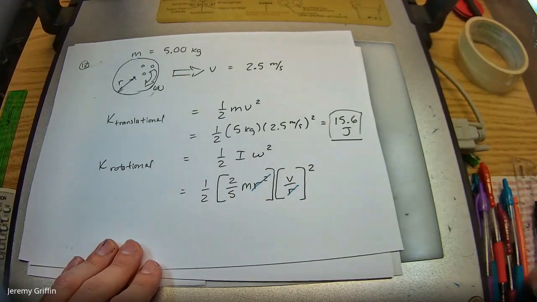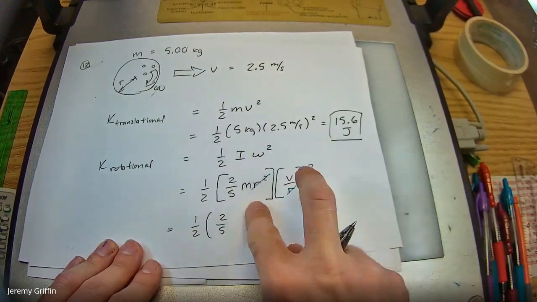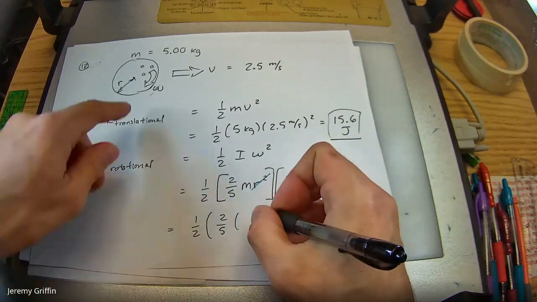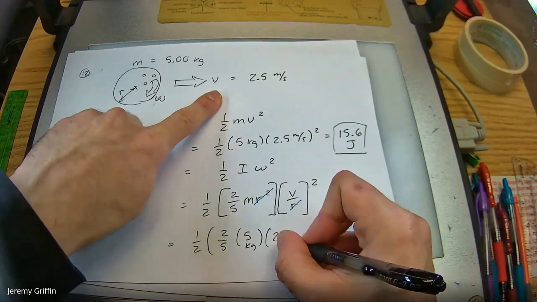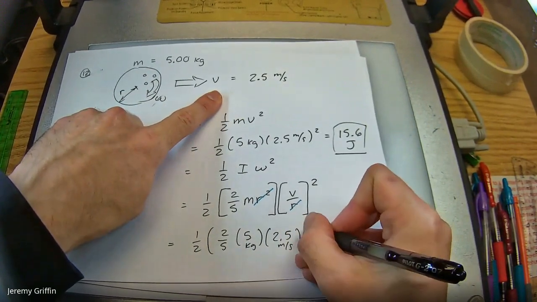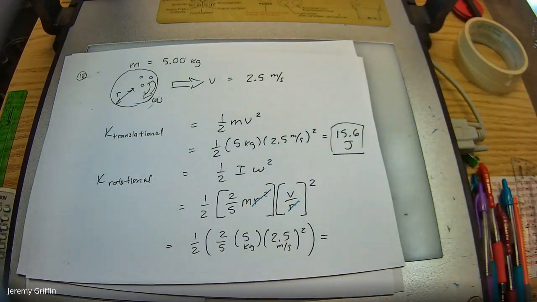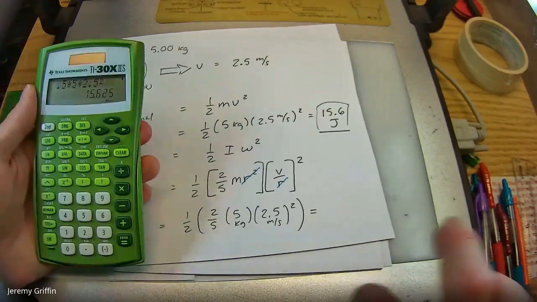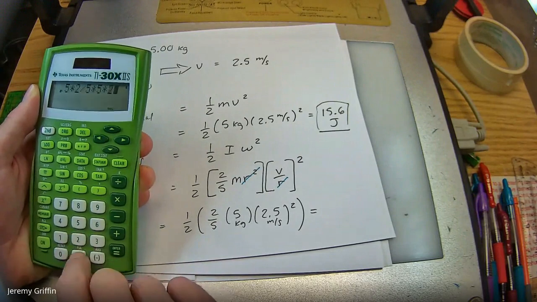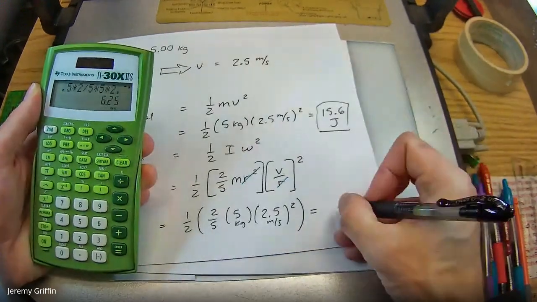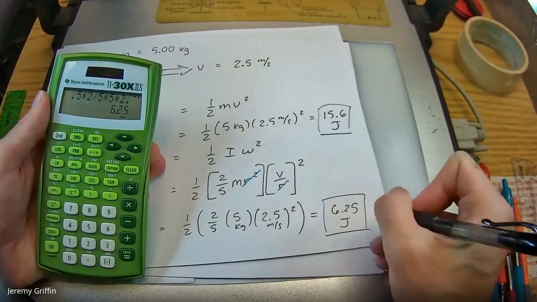So I got 1/2 times 2/5 times mv squared. The m was so many kilograms. The v is so many meters per second, that is being squared. See how many joules of energy are associated with rotating, like rolling. So 1/2 times 2/5 times mass times speed squared. I'm looking at this many joules of kinetic energy rolling.